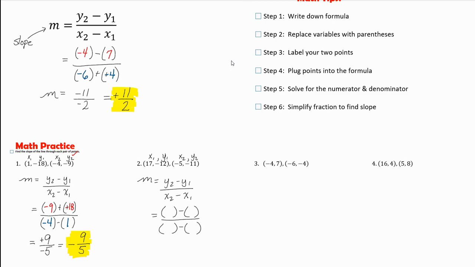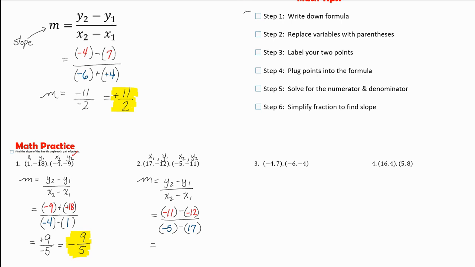Hope you guys wrote the parentheses down. Let me go ahead and get my red pen and see negative 11 is y sub 2 and y sub 1 is a negative 12. And in my denominator, I have a negative 5 and a positive 17. So here we go. What step are we on? We wrote the formula down. We replaced the variable with parentheses. We labeled our 2 points. We plugged the points into the formula.